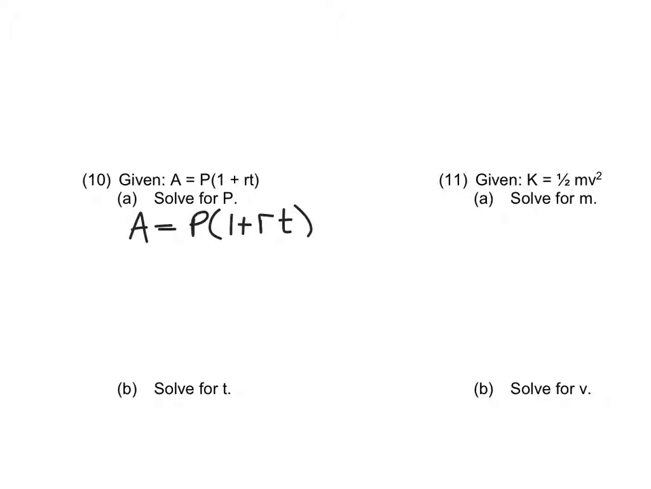All right, again, the idea whenever you're solving an equation is to get whatever the variable is by itself. So I want the P by itself, which means everything else has to go. P is connected to everything else through multiplication, so let's break up the multiplication through division.